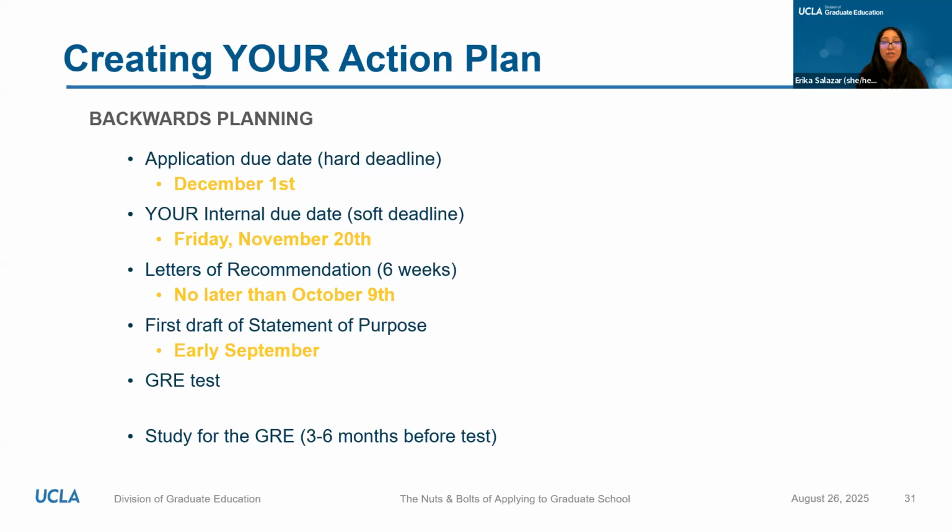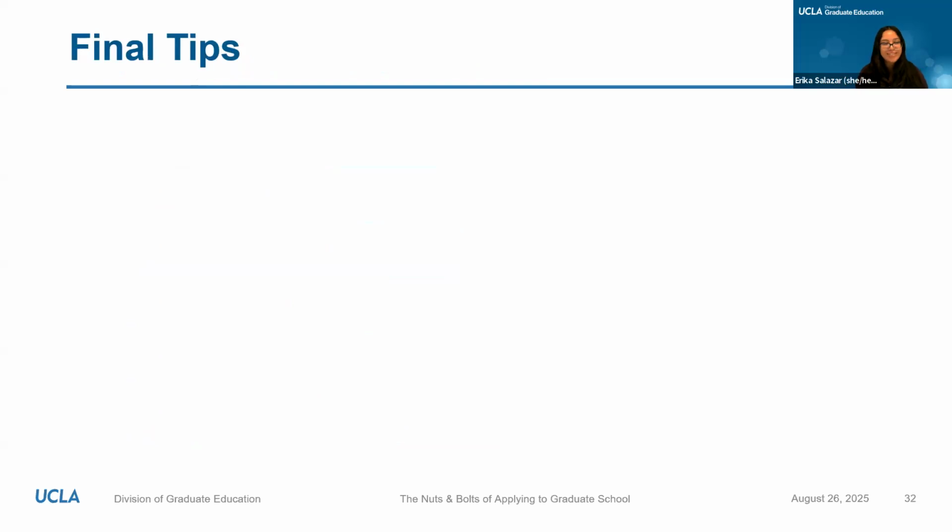But you also know that your program requires the GRE examination. So you have to take it sometime in September and October, and you decide to study for that GRE 3 to 6 months before the exam. So you start studying from June to September. This is an example of an action plan or backwards planning from the deadline of your graduate application. Of course, everybody goes at their own pace, so I recommend for you to create an action plan that follows your pace.